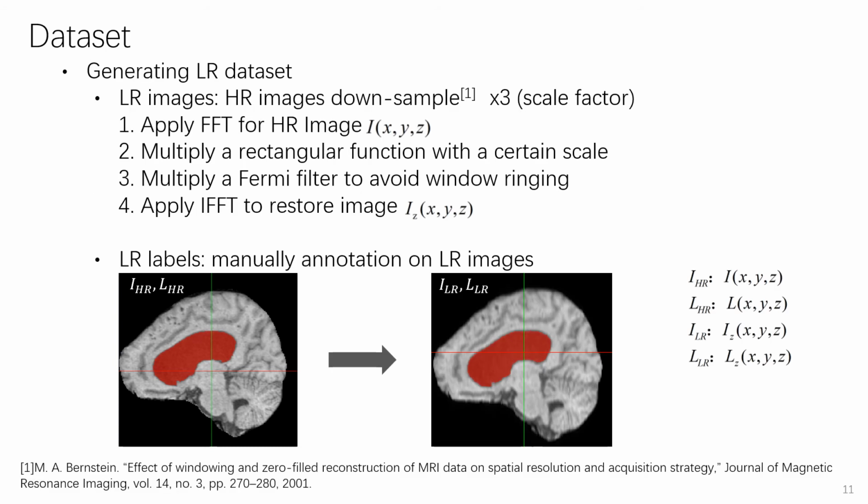In order to generate the low-resolution dataset, we use the downsampling method with a scale factor of 3. Firstly, we apply FFT to the high-resolution image, and then we multiply a rectangular function with a certain scale. In our experiment, we used a scale factor of 3, and then we multiply a Fermi filter to avoid the window ringing. At last, we apply IFFT to restore the image. The low-resolution labels are manually annotated on the low-resolution images.